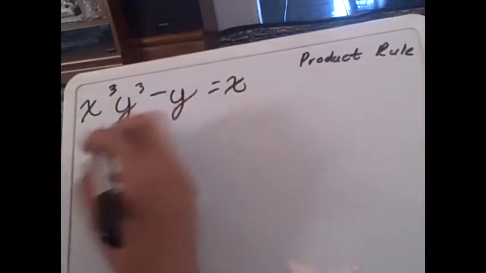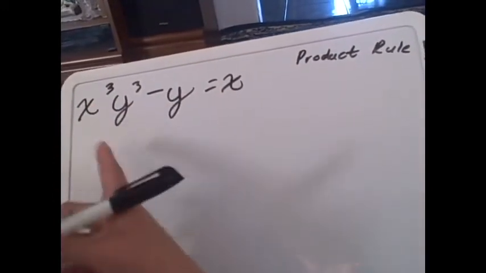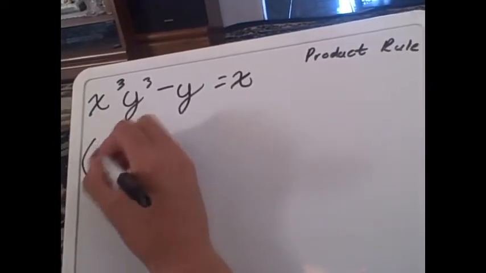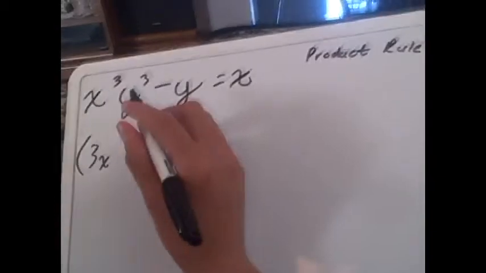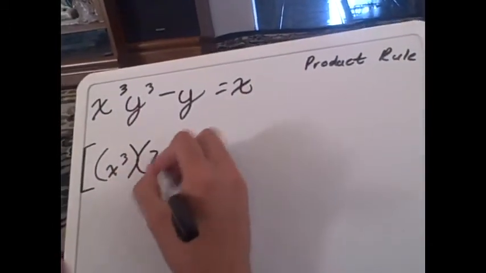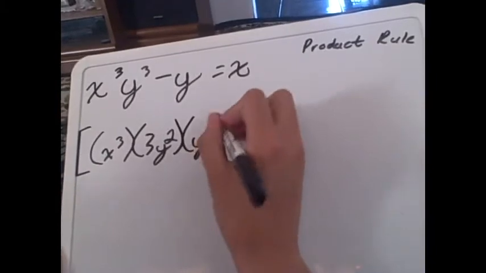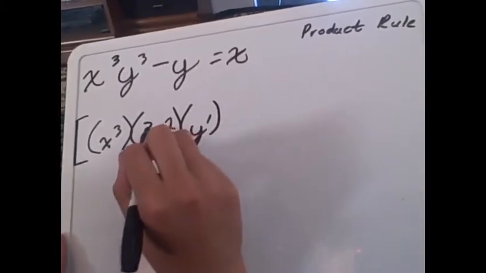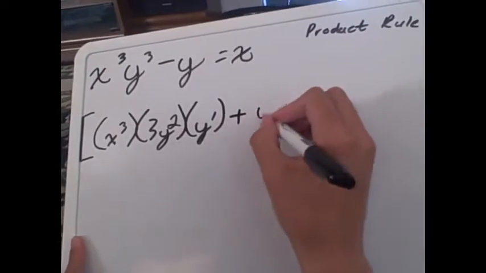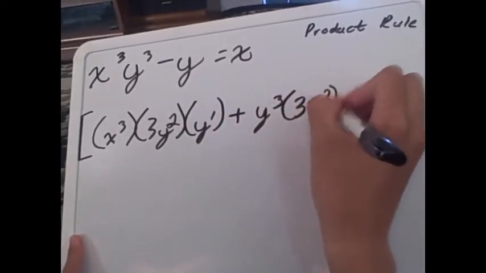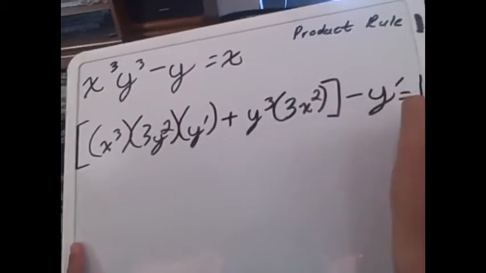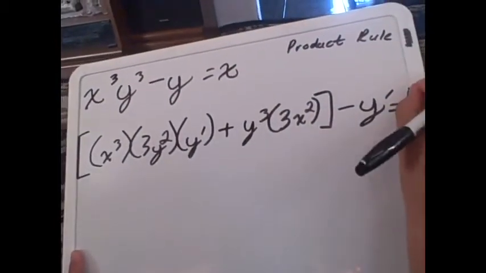The derivative of x cubed times y cubed is equal to, let's put it in brackets so we won't confuse ourselves, x cubed times 3y squared times y prime. Remember, because this is also a chain rule, because you still have the y's in there, so y prime. So there's that, plus y cubed times 3x squared. So this is the derivative of that, minus y prime, which is that derivative, equals 1.